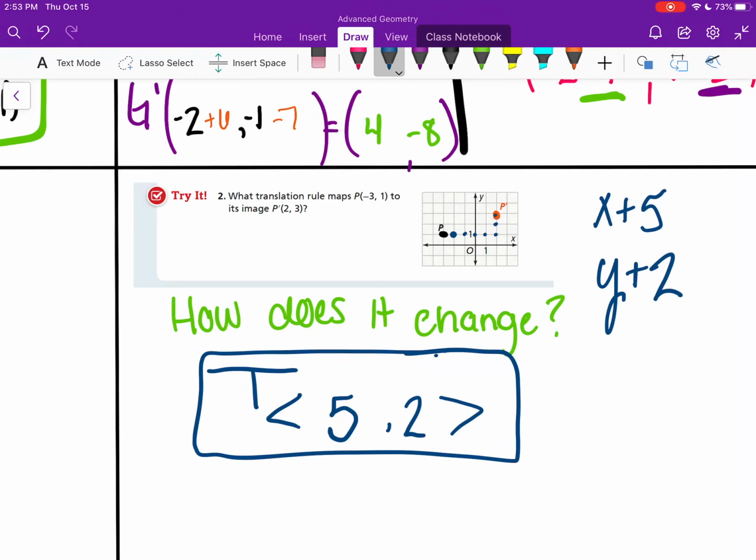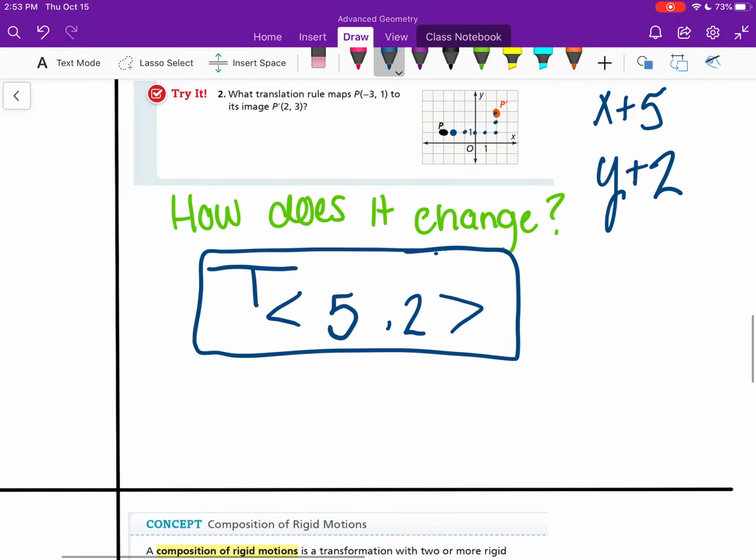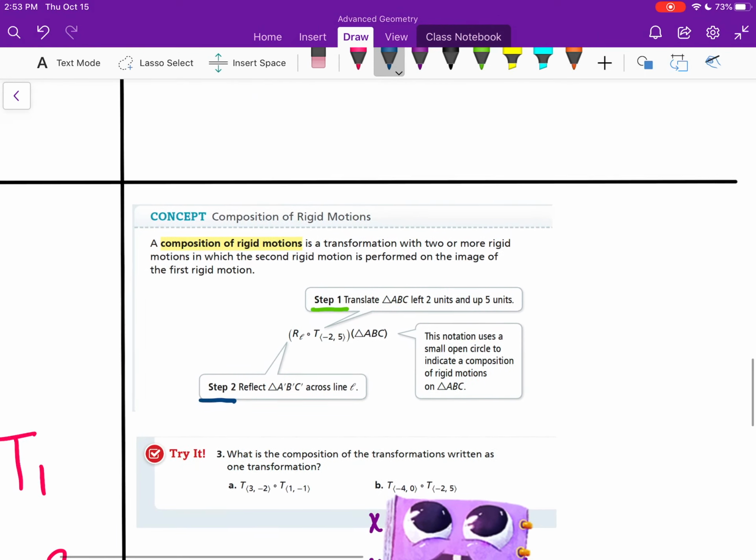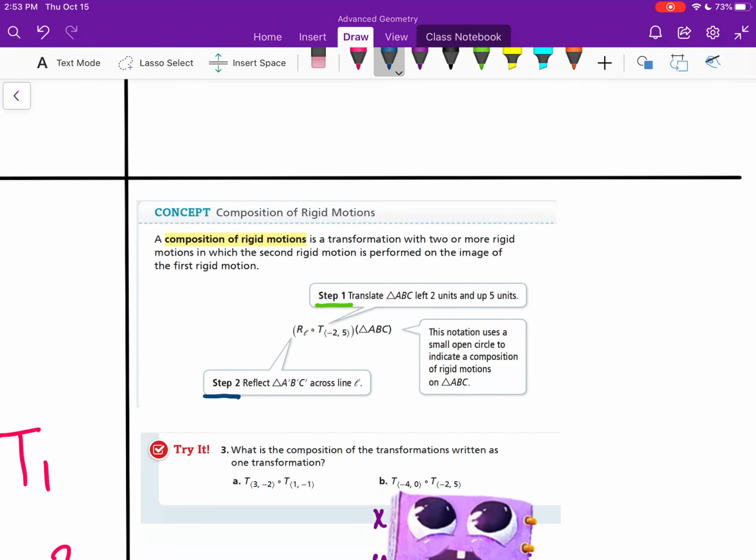All right, let's look at the next example, which is going to be our last one for this section, and it's about a composition, which just means more than one. So we're going to take just a little bit of notes. You can take them out to the side. A composition of rigid motions is just a transformation with 2 or more rigid motions, aka we know reflections and now we know translations, in which the second rigid motion is performed on the image of the first one.